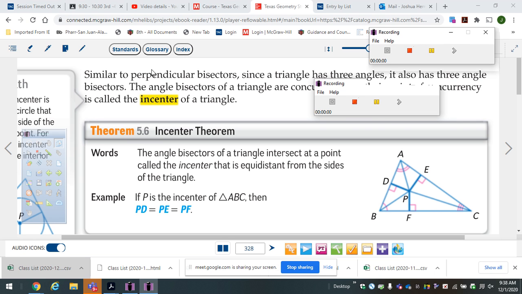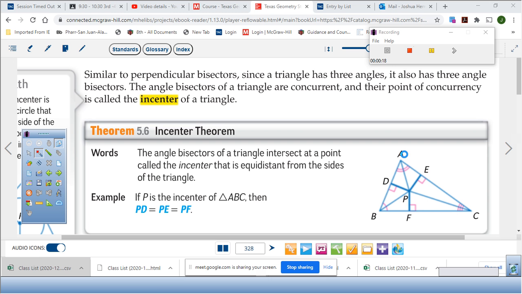Okay, so similar to perpendicular bisectors, since a triangle has 3 angles, it also has 3 angle bisectors. The angle bisectors of a triangle are concurrent. That means that they kind of meet at one spot. And the point of concurrency is called the incenter.